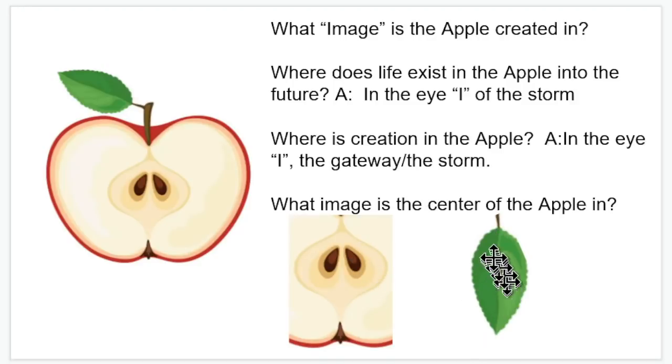Here it is again, even built into the leaf, the image of God. Looks just like the vesica piscis. Turn it on the side and it looks like the eye, which is also the vesica piscis. The eye.